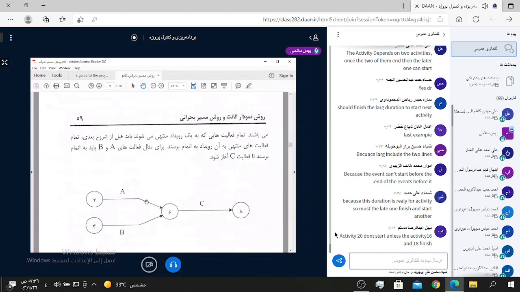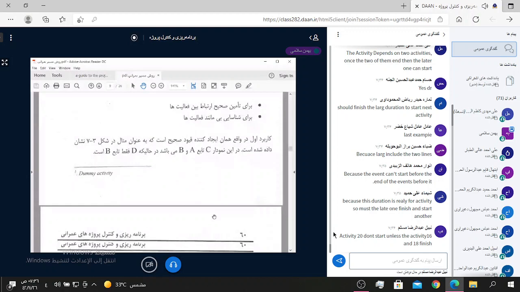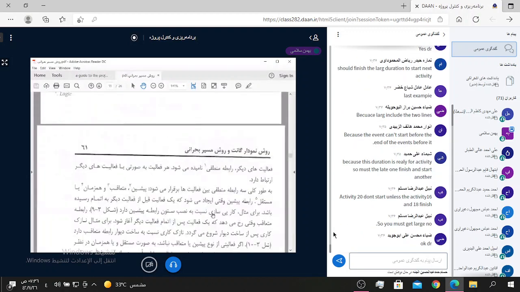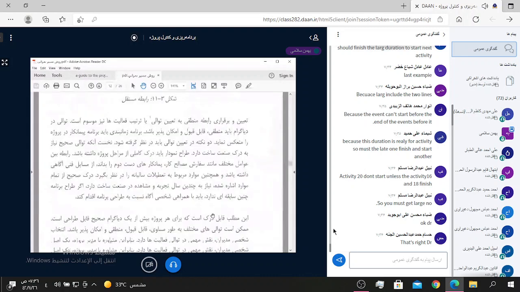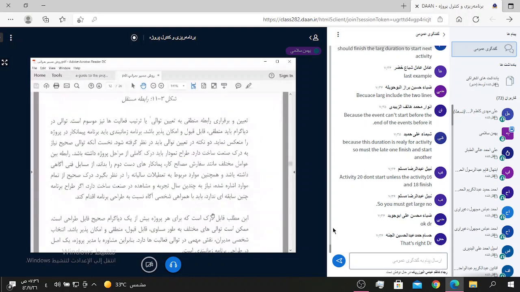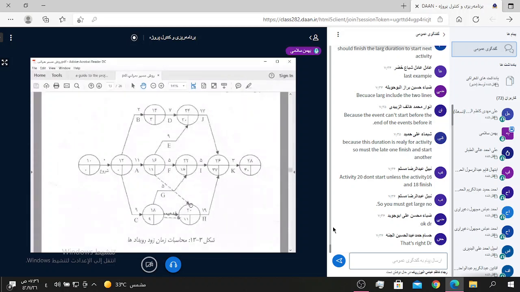As you see, I use the larger number between 10 and 12. And ES for C is 12, not 10. Understand? Okay.